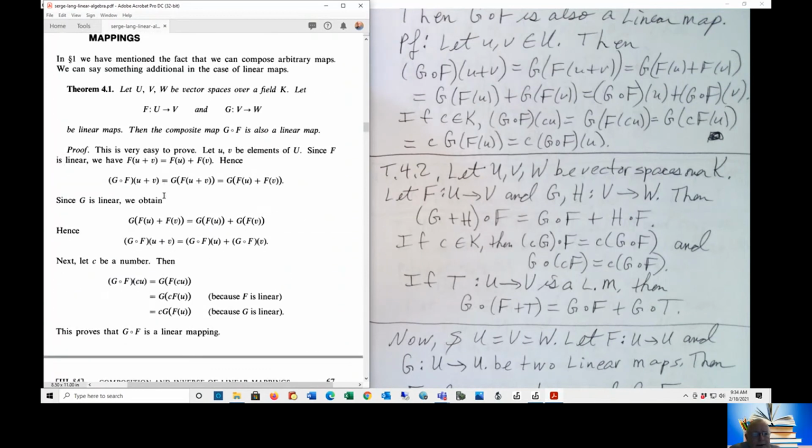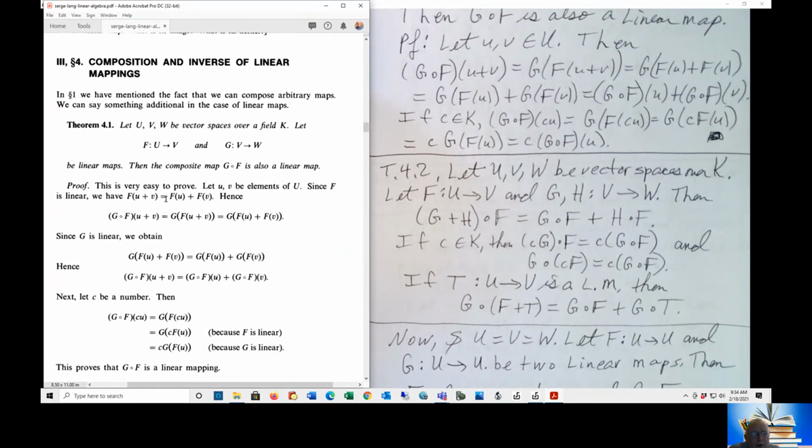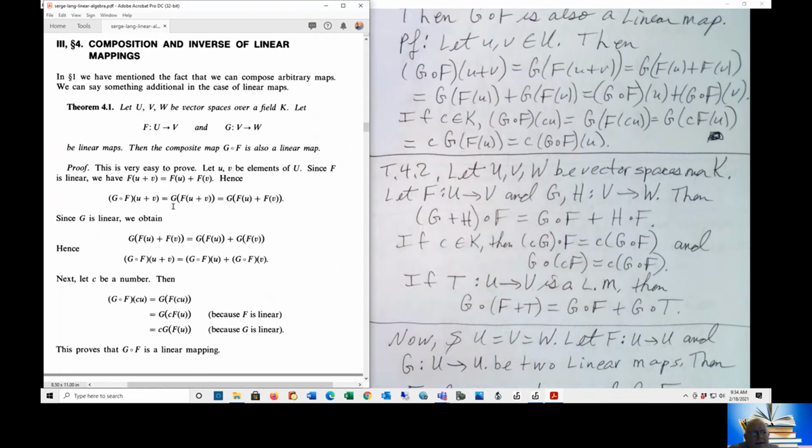So let's look at theorem 4.1. It says the following: let U, V, and W be vector spaces over field K. If F and G are linear mappings, U to V and V to W, then the composition map, G composed with F, is a linear mapping. And you see the proof of that theorem.